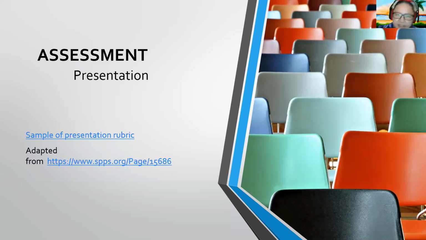Okay, so next, I'm going to talk about the assessment. In order to test whether our program is effective or not, we are going to assess our students on their presentation skills with the presentation rubric, which we adapted from a website. And before the implementation of the program, we did assess our students based on the same rubric as well, to see whether the program is effective or not.